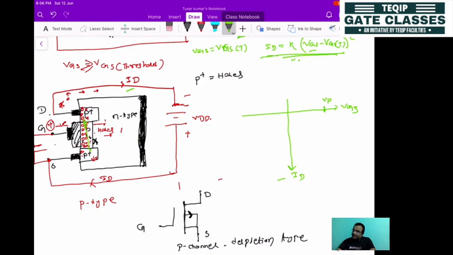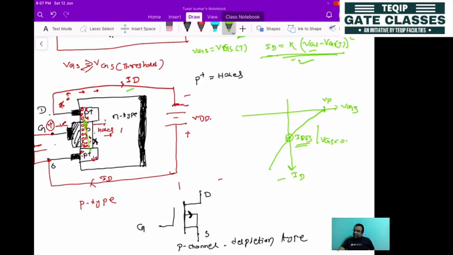But it will follow the same Shockley equation, along a parabolic path like this, and this one will be the corresponding IDSS. That is nothing but the saturation current of the drain current when VGS is equal to 0.